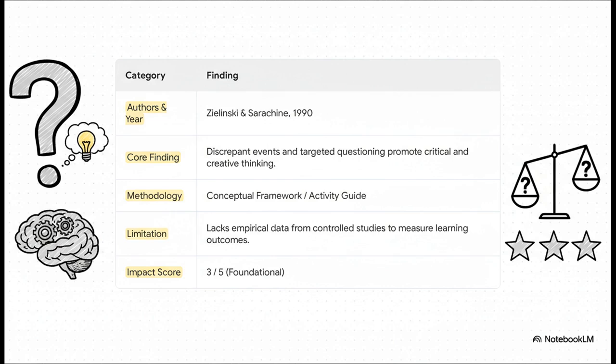But, and you knew there was a but coming, right? Look at the methodology. This is a conceptual framework. It's a guide, an activity book. It's not a controlled study. And that's its biggest limitation. It gives us the how, but it doesn't give us any hard data that this actually improves learning. That's why we're giving it a 3 out of 5 for impact. It's foundational, for sure, but it leaves a lot of questions on the table.